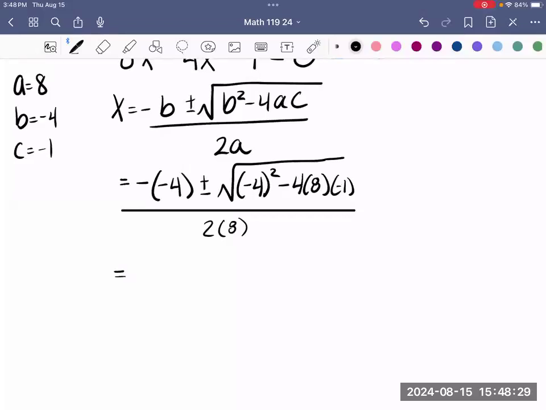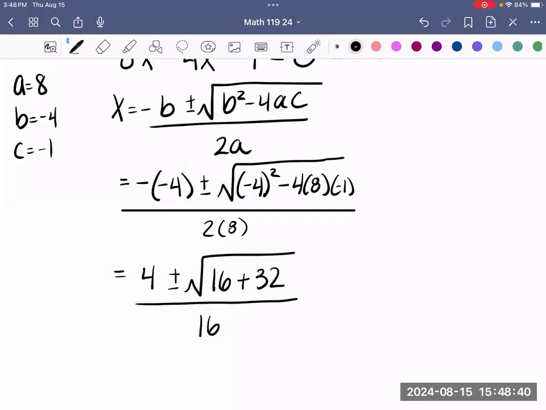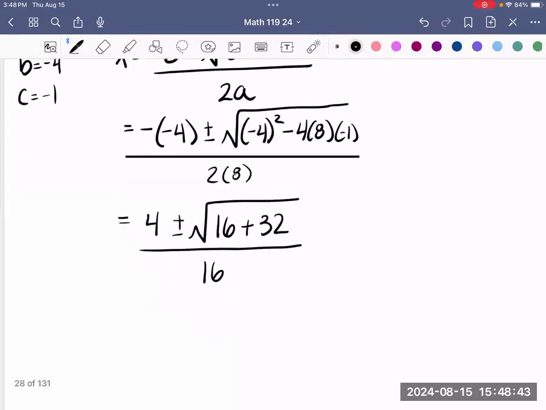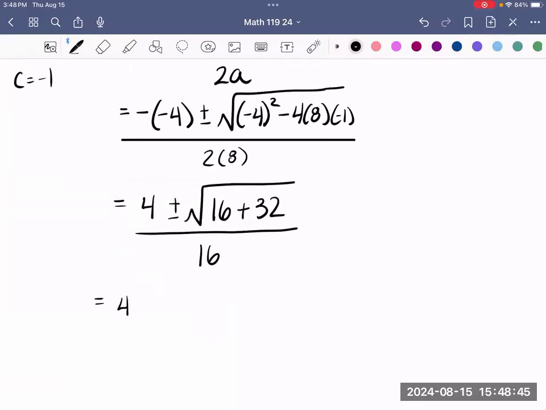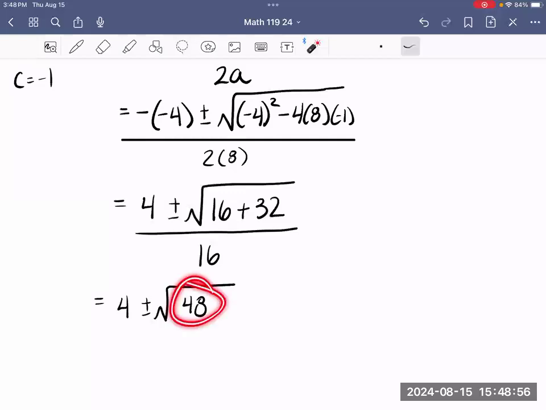So negative times a negative 4 is a positive 4, plus or minus the square root of 16 plus 32, all over 16. So now we can go ahead and add what's underneath your square root. Now, just by looking at your discriminant, are we going to have 2 real, 1 real, or 2 imaginary solutions? Well, 48 being a positive number underneath the square root, you're going to have 2 real solutions.